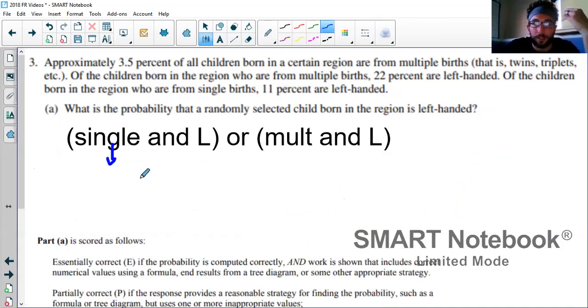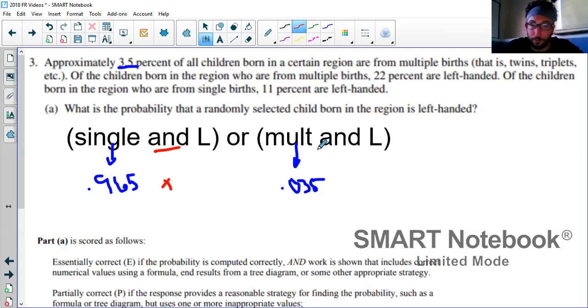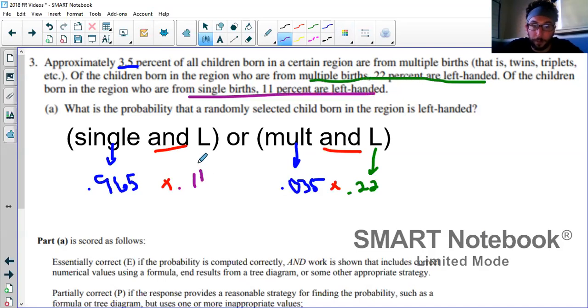So overall, if 3.5% are from multiple births, that's the number over here, 0.035. Then the other 96.5% would be from single births, so this is 1 minus 0.035. And "and" is always going to imply multiplication. If you're from multiple births, 22% are left-handed, so over here we multiply by 0.22. And if you are from single births, 11% are left-handed, so over here we'd multiply by 0.11.